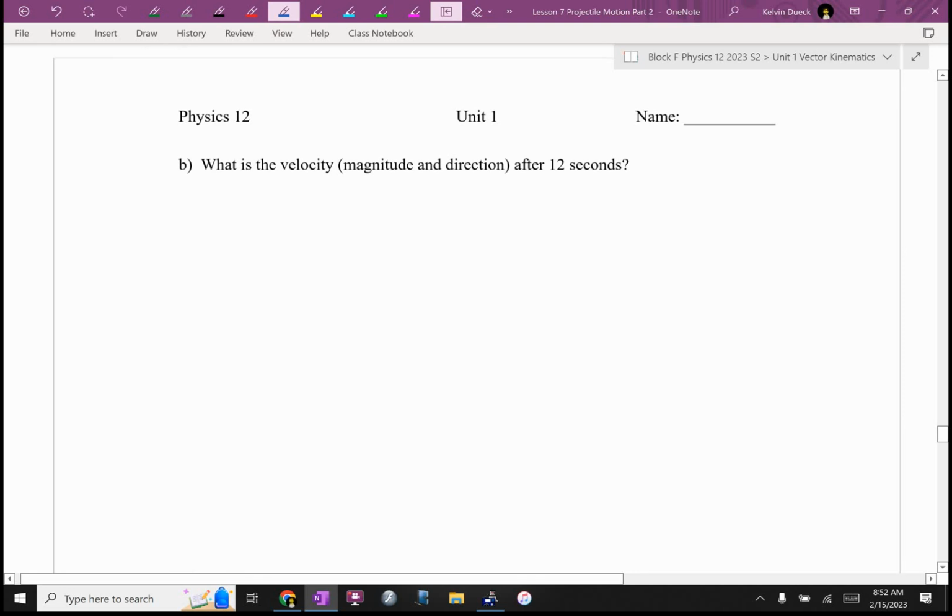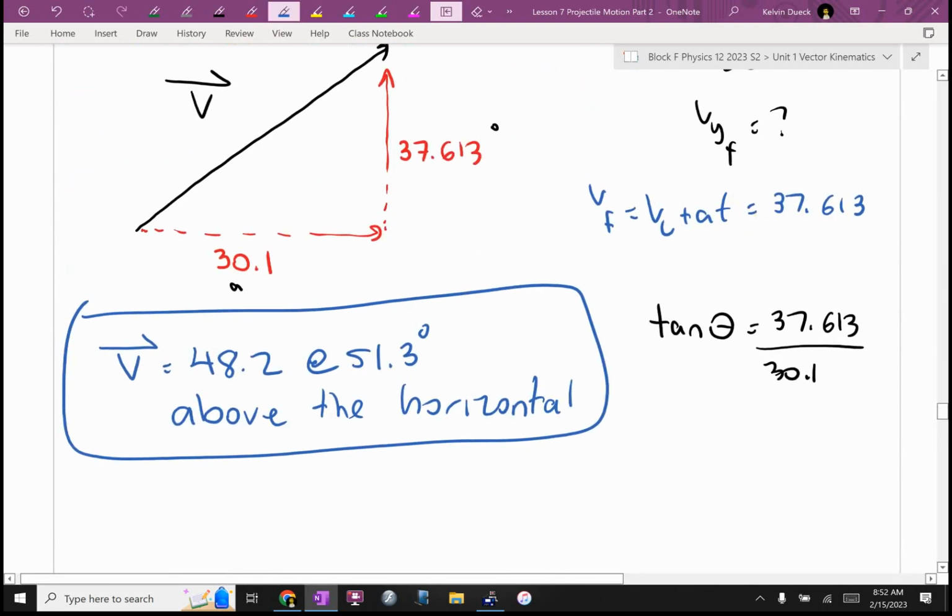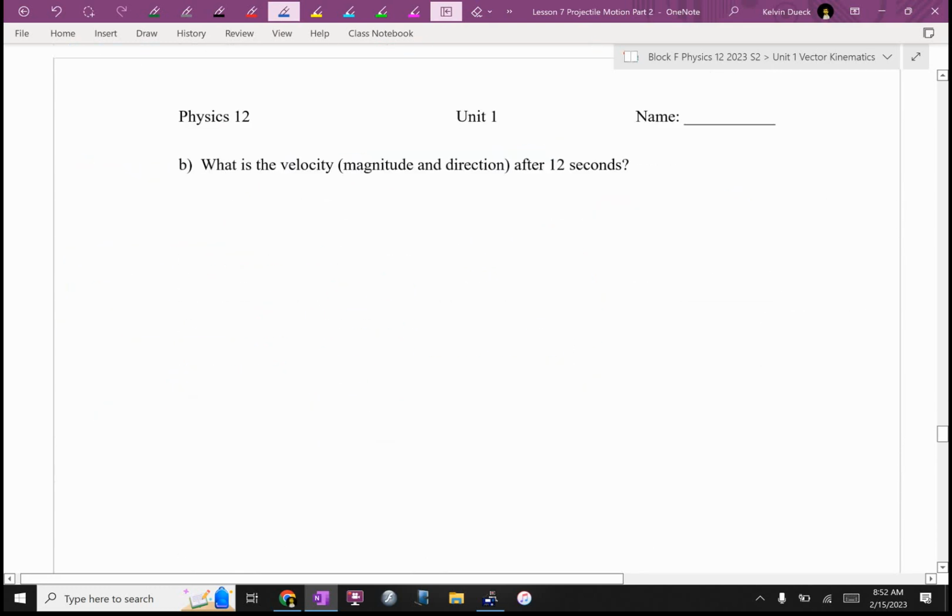B says, what's the velocity, magnitude, and direction after 12 seconds? Spoiler alert, it's going to be on the way down. You're going to do the same thing. You're going to find Vy final for 12. You'll get a negative answer, but then it's a repeat. I'm not going to do it because I think you're getting the hang of it, and I want to give you as much time to practice the homework.